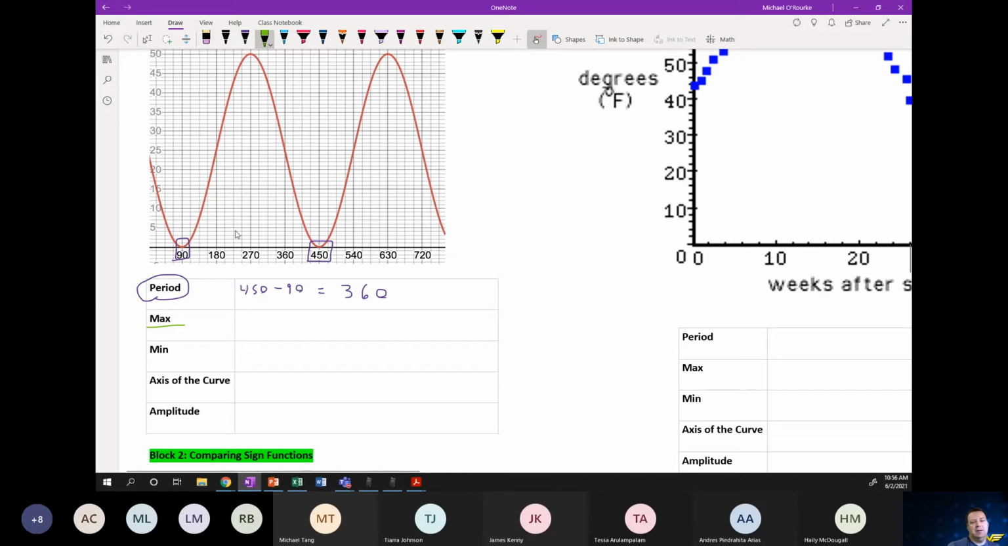My max, I just take a peek at what my highest number is, 50. My minimum's right here, which is at 0. Any questions about those two?